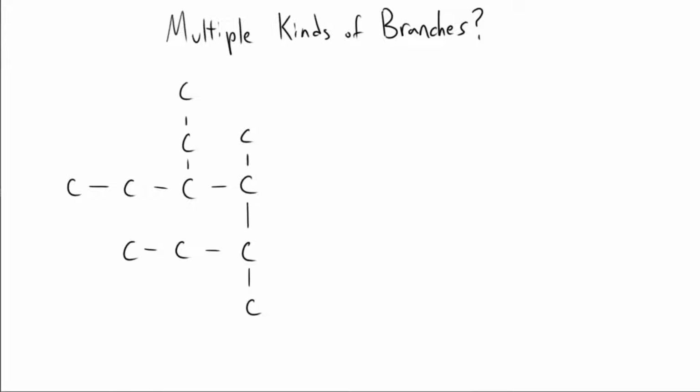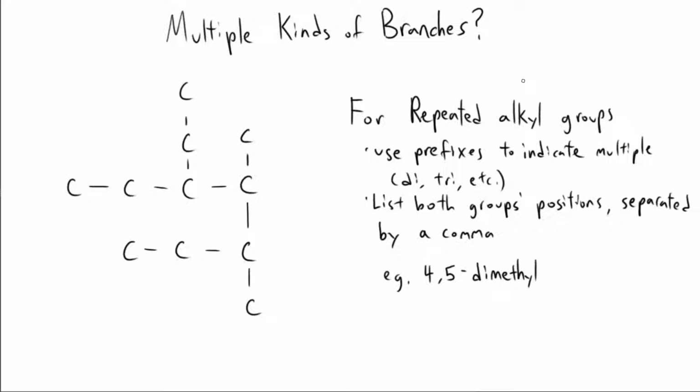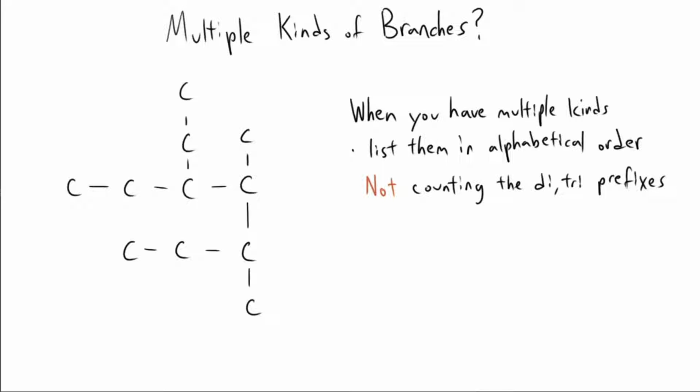Now, what if there are multiple kinds of chains, like in this compound here? If only one kind of alkyl group appears multiple times, add a prefix to indicate so. Di, tri, tetra, etc. Next, list all of the branches' positions separated by a comma. An example of this would be 4,5-dimethyl, whatever the parent chain is. This compound also has an ethyl branch, though, over here. To find out what order you would list the branches in, you should list them by alphabetical order, not including the di, tri, etc. prefixes.